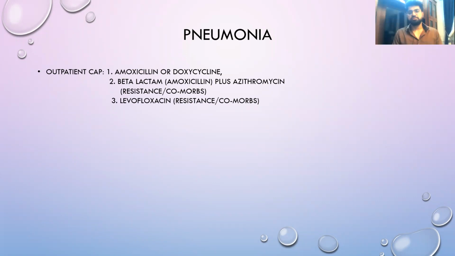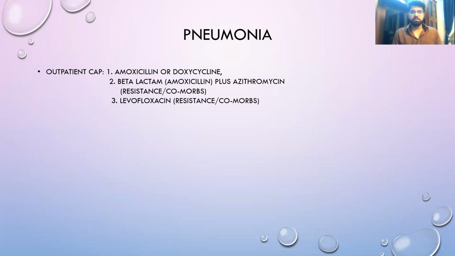So amoxicillin is the first line. Other than that, we have the option of doxycycline and azithromycin. Now, what we need to understand is that there was an initial concept of azithromycin being prescribed alone as a single drug of choice, but over time the resistance has increased. So what we generally go for is a beta-lactam antibiotic plus azithromycin. This is the combination that one should remember. This is the most preferred and the most commonly used one, and whenever we are going for outpatient therapy or community-acquired pneumonia, this is what we go for.